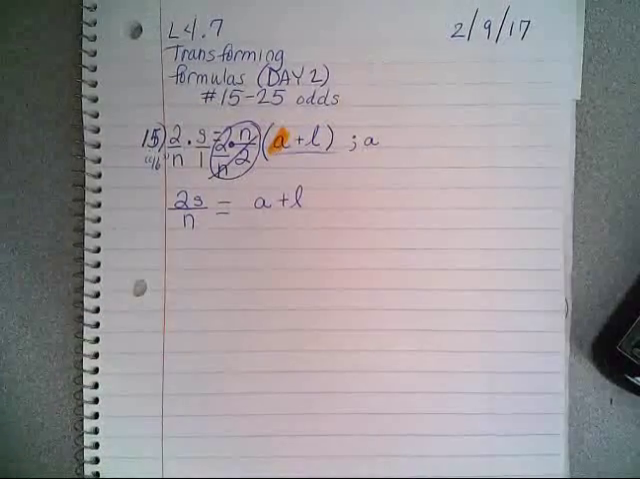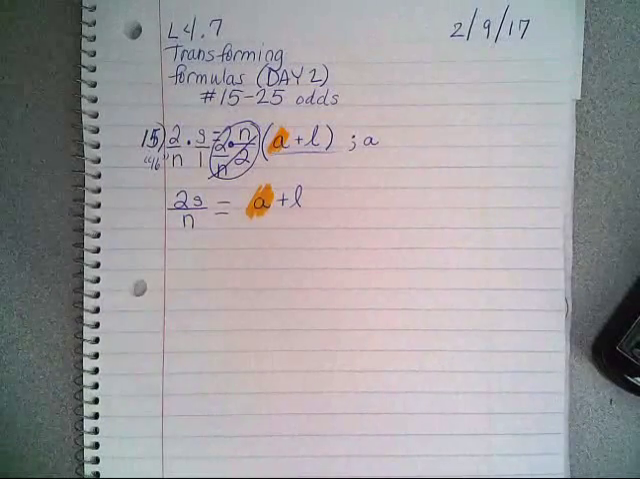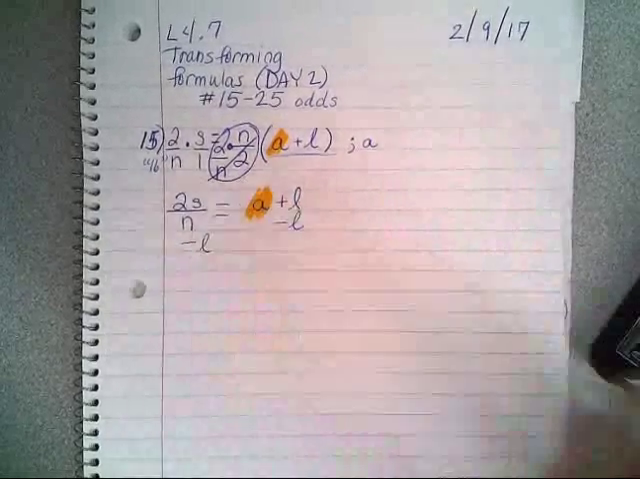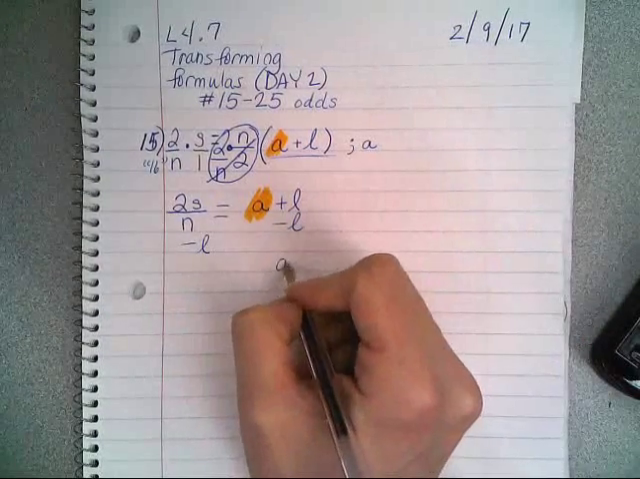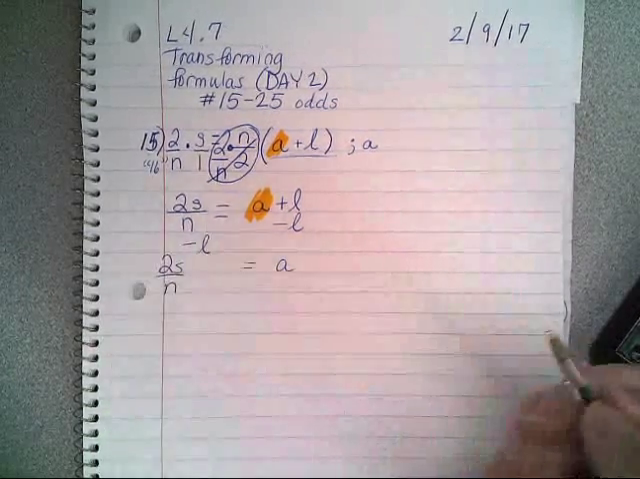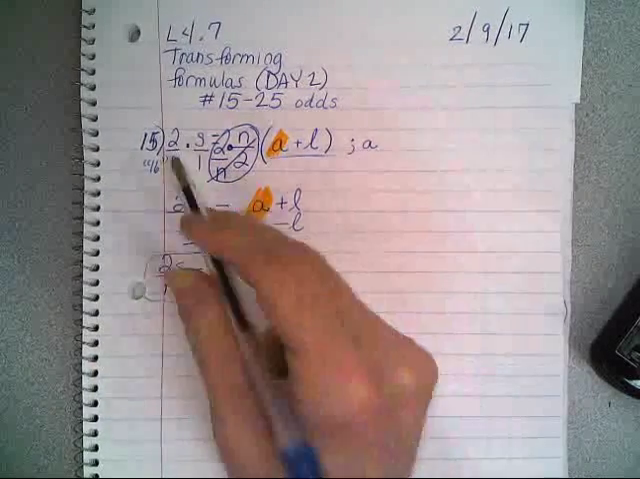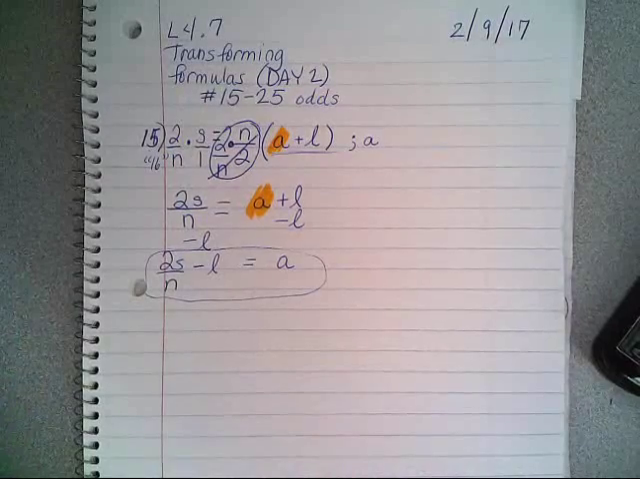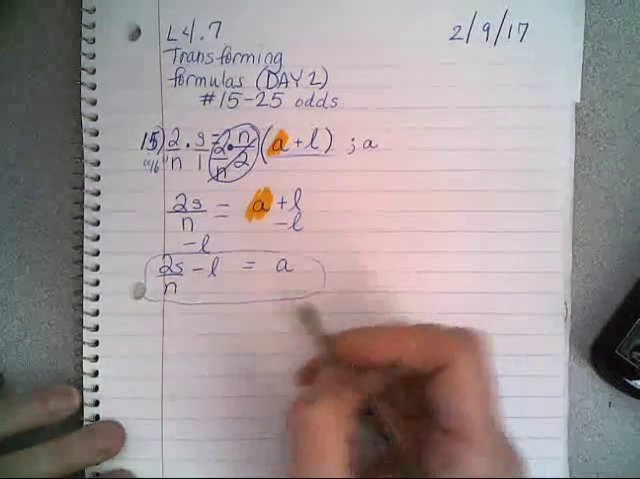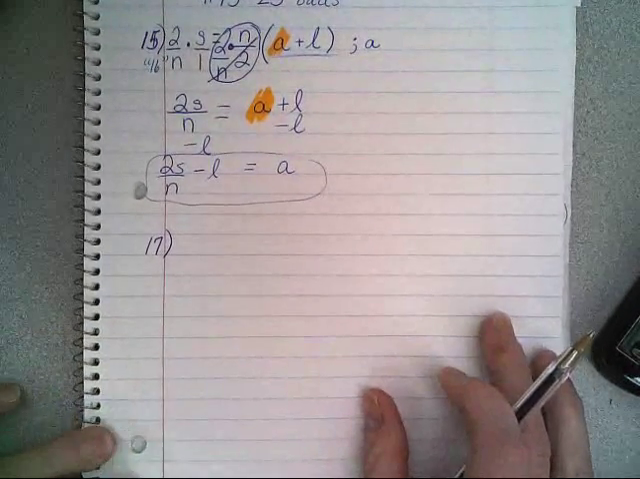And remember, we're trying to get a by itself, and we're slowly getting close to that. If we subtract l, we now have a equals the fraction 2s over n minus l. That is your answer for number 15. 16 is extremely similar. I can't stress that enough. 17. I'm going to try and do as many of these as I can.